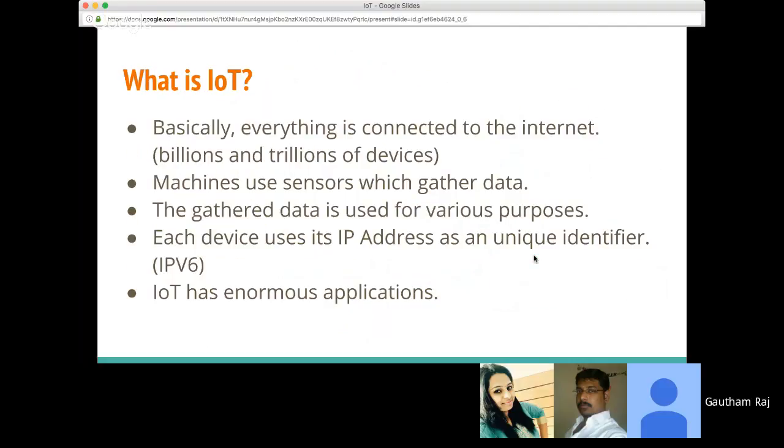So the first thing, what is IoT? Basically, everything is connected to the internet in some or the other form, like your mobile phone, your tablet, your smart TV. Everything is an example of IoT. These machines use sensors to gather data. For example, there are a lot of devices like cell phones, drones, coffee makers, washing machines, automobiles, headphones, fridges, TV, lamps, and a lot of other devices which we use in today's world that are all examples of IoT.